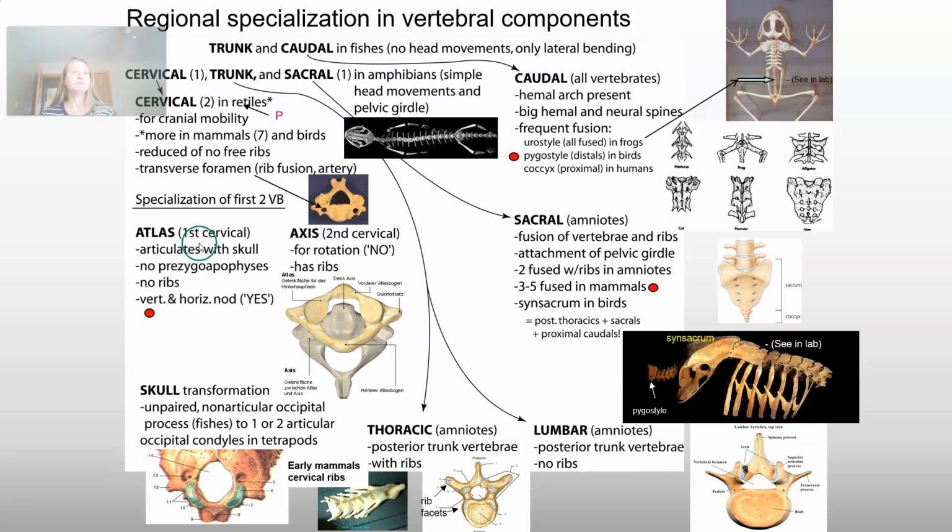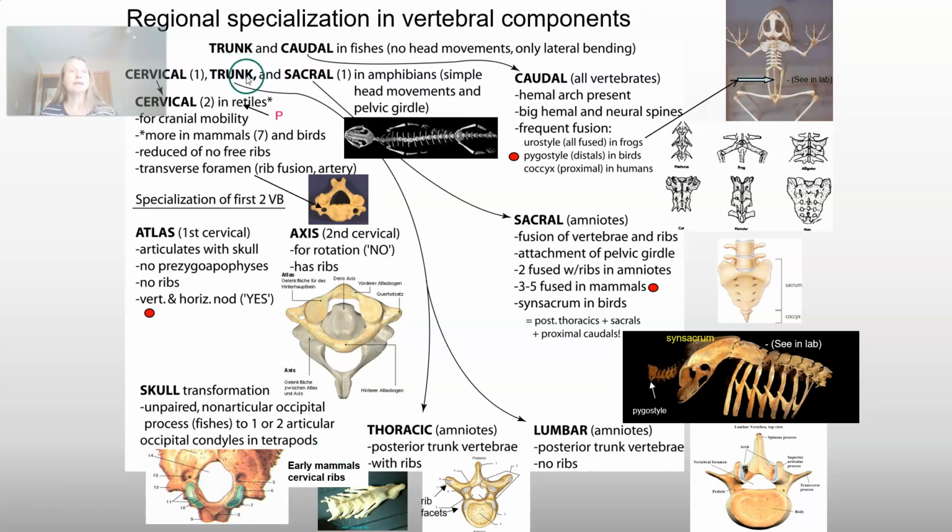Within the cervical region, we have specialization of the first 2 vertebrae, the atlas and the axis. Okay, and some summary there. And again, we can think about how the atlas, the first cervical vertebra, articulates with the skull, whether it's an unpaired occipital process in fishes to 1 or 2 occipital condyles in tetrapods.